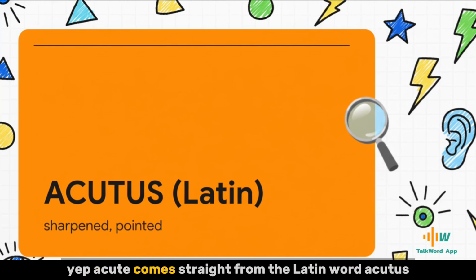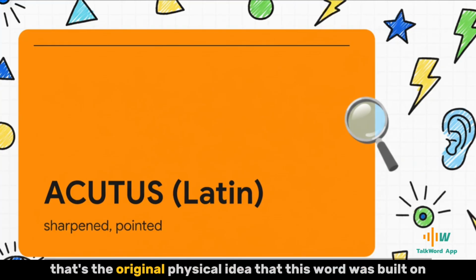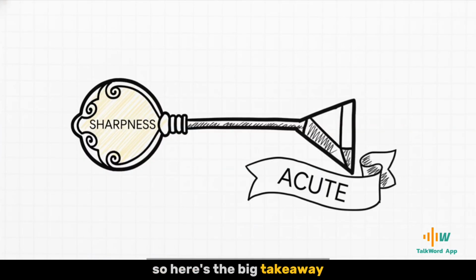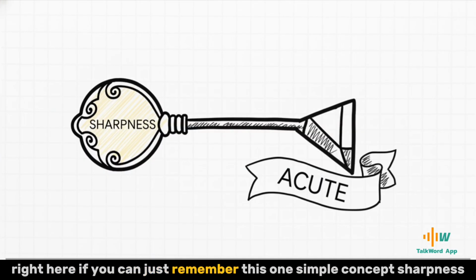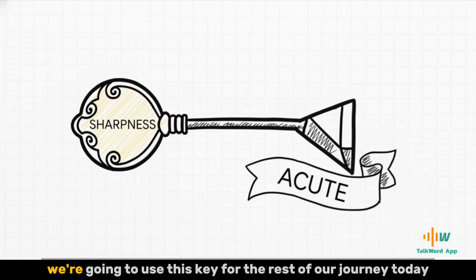Yep, acute comes straight from the Latin word acutus, which means sharpened or pointed. I want you to picture a freshly sharpened pencil, or maybe the pointy end of a spear. That's the original, physical idea that this word was built on. So here's the big takeaway, right here. If you can just remember this one simple concept, sharpness, you've basically got the master key to unlock every single meaning of the word acute in English. We're going to use this key for the rest of our journey today.